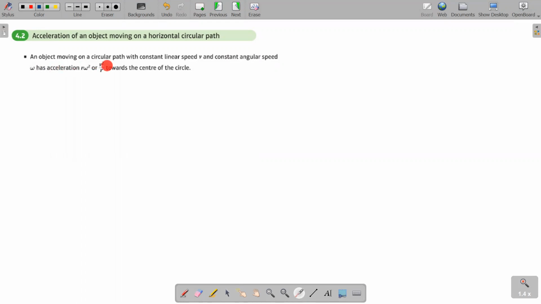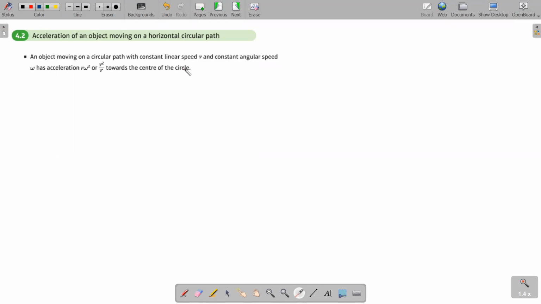An object moving on a circular path with constant linear speed v and constant angular speed omega has acceleration towards the center of the circle. So basically, if an object is moving in a circular path, there is always an acceleration directed towards the center of the circle. And this is called the centripetal acceleration.